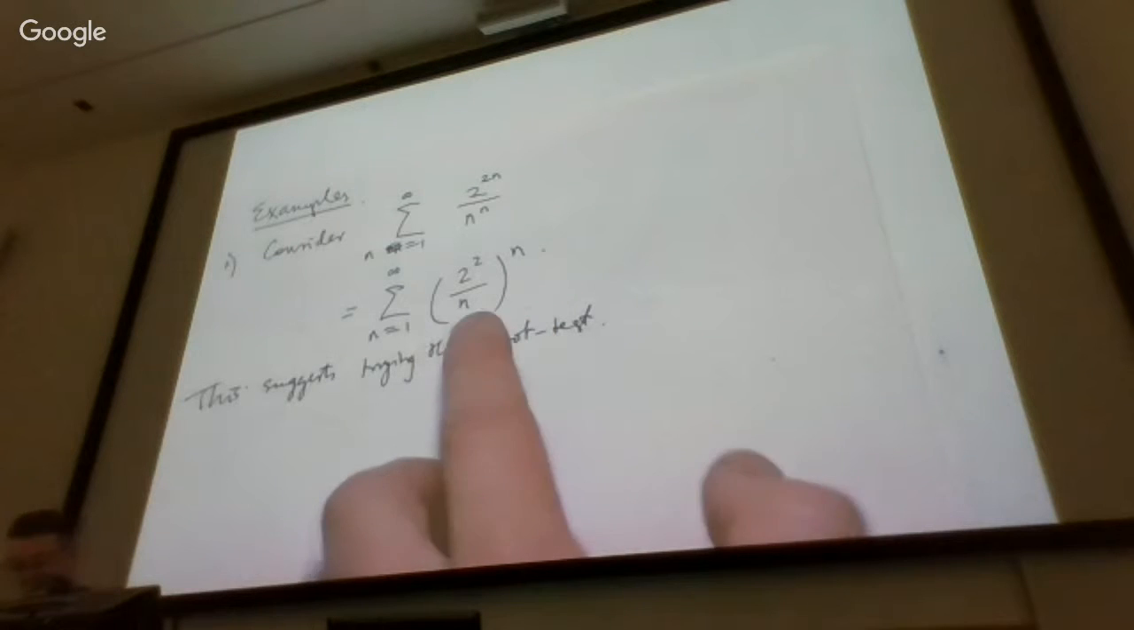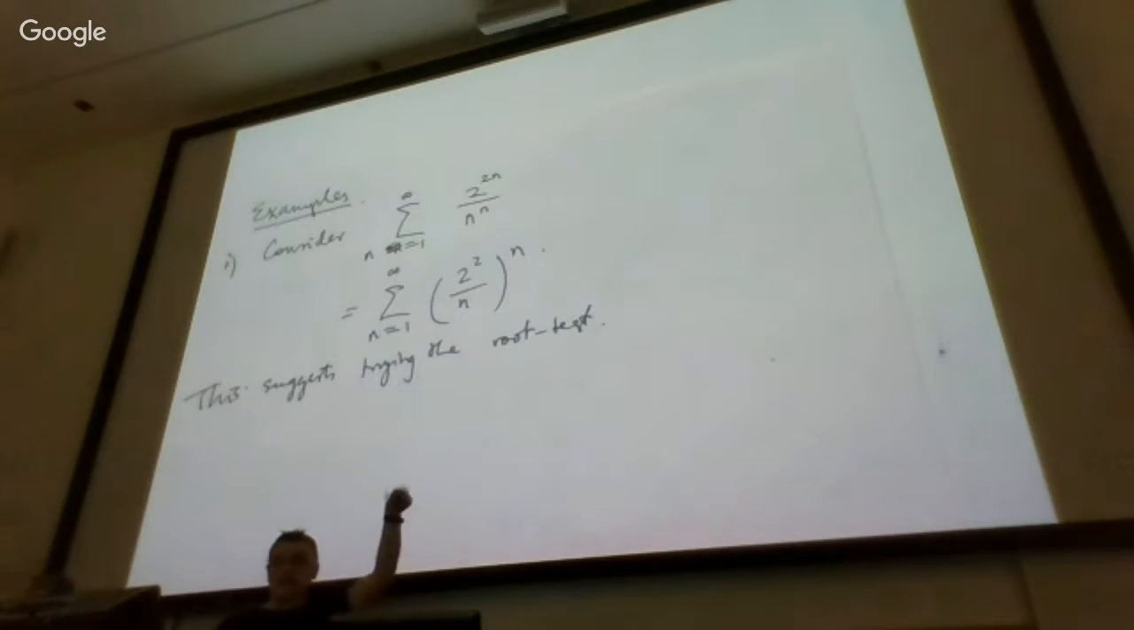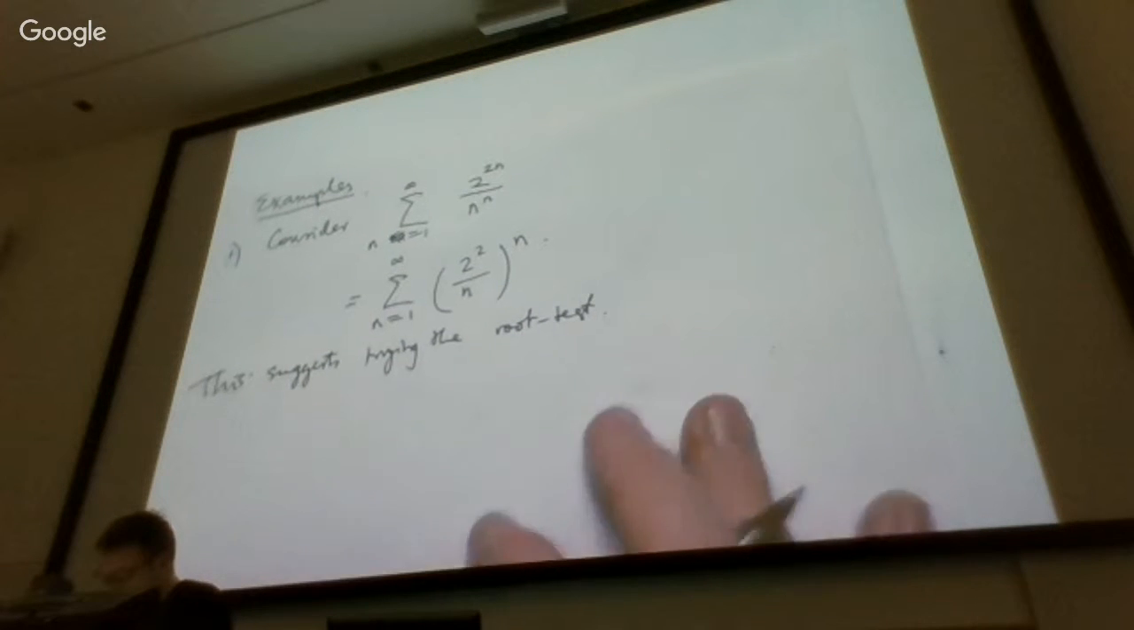Why? Because each term in the series is a simpler term raised to the power n, where n is the index variable of the summation. So taking the nth root of the nth term will vastly simplify it. Okay?